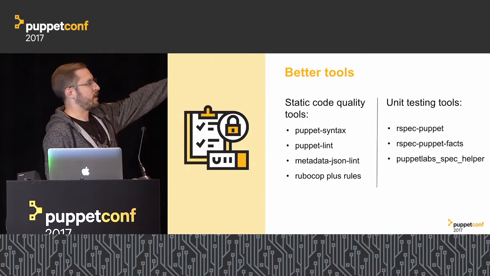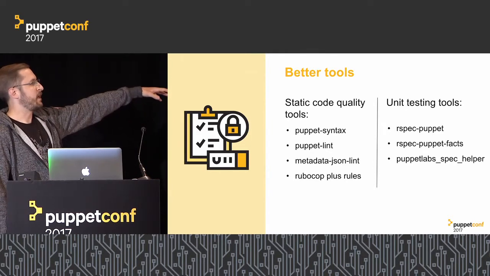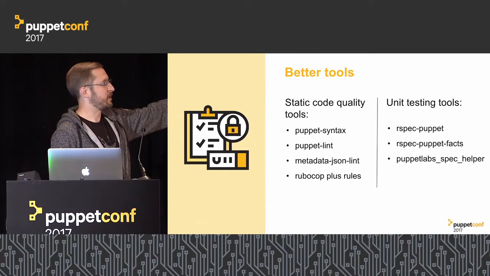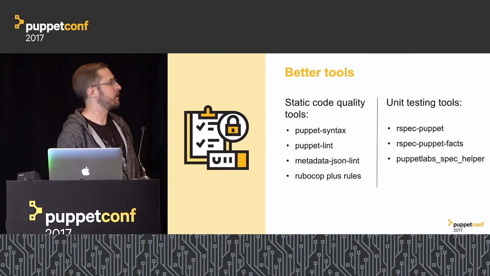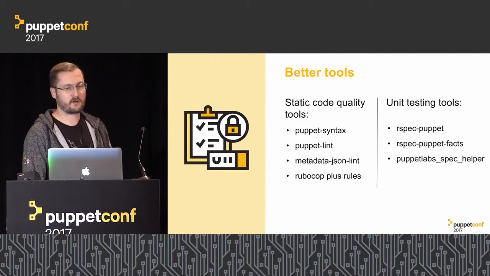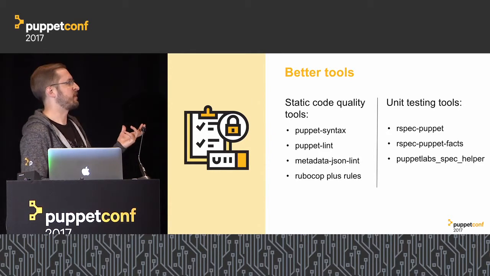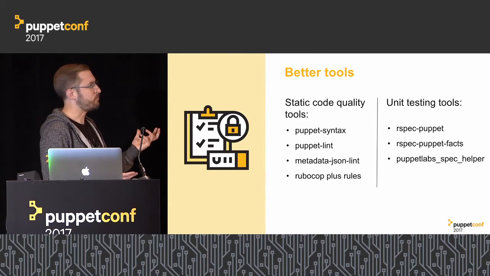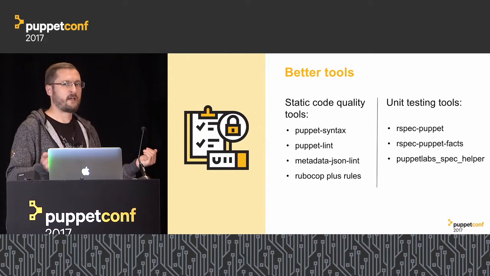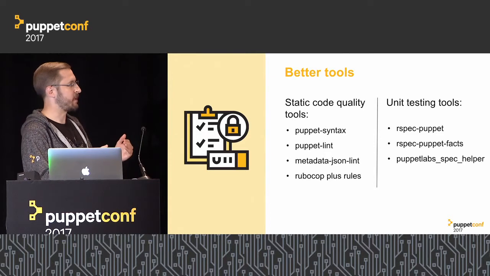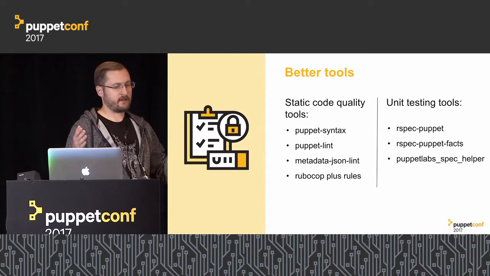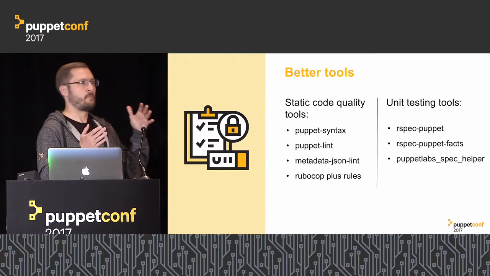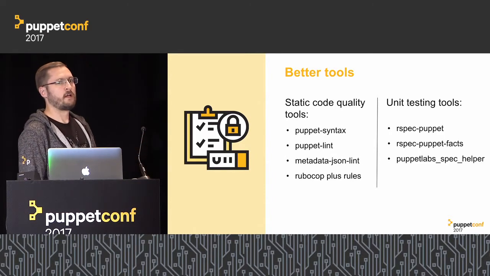So this is a list of a lot of the tools that we've included in the PDK. We've got Puppet syntax, Puppet lint, Metadata JSON lint, Rubocop for Ruby linting, and then on the unit testing side, there's a bunch of RSpec stuff. A lot of the intention behind this is that these were already what the community had settled on as really good tools, but we really want to focus everybody on making those tools better.